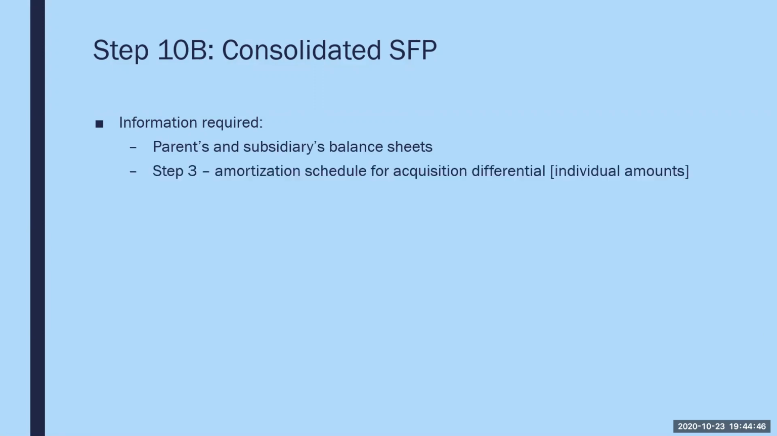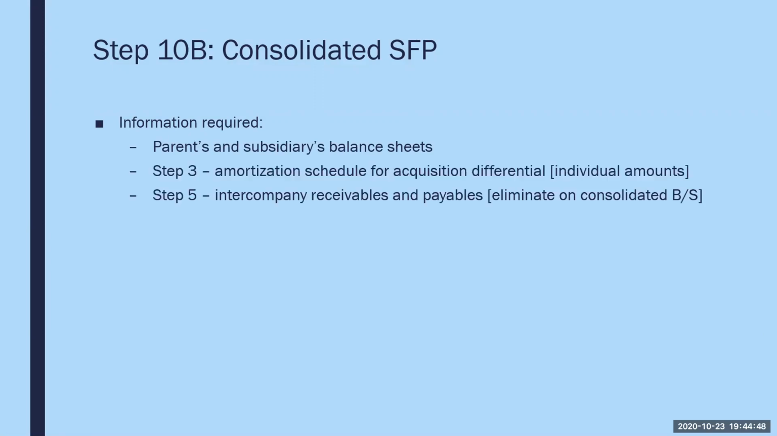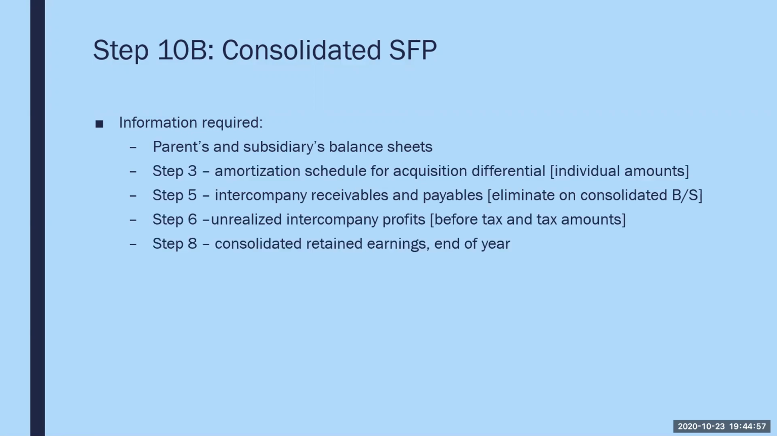Step 10B, the consolidated balance sheet. You get information for this from the parent and the subsidiaries' standalone balance sheets. Step 3, the amortization schedule. Step 5, intercompany receivables and payables that must be eliminated. Step 6, the intercompany profits. From step 8, you get the amount for consolidated retained earnings at the end of the year. And step 9, the non-controlling interest for the balance sheet.